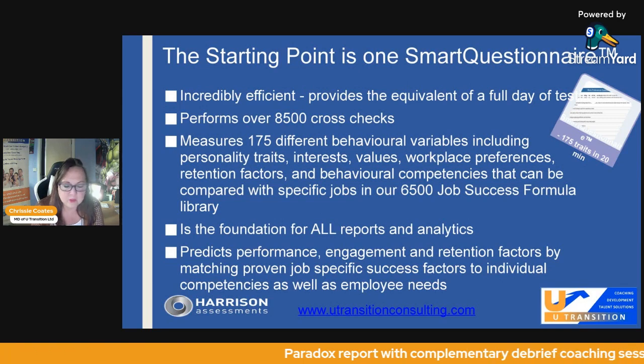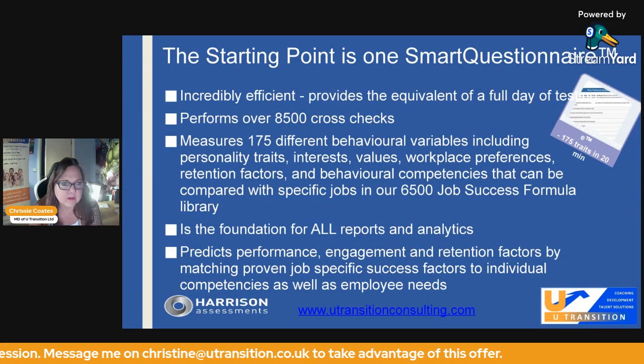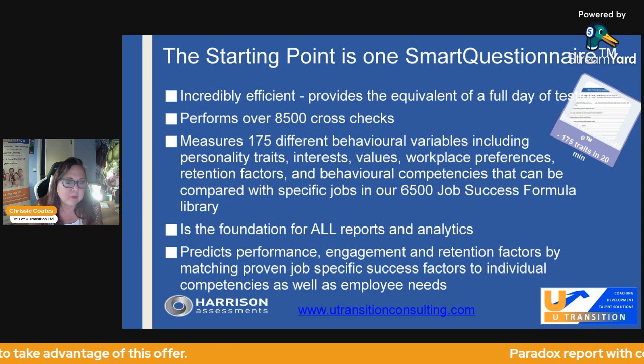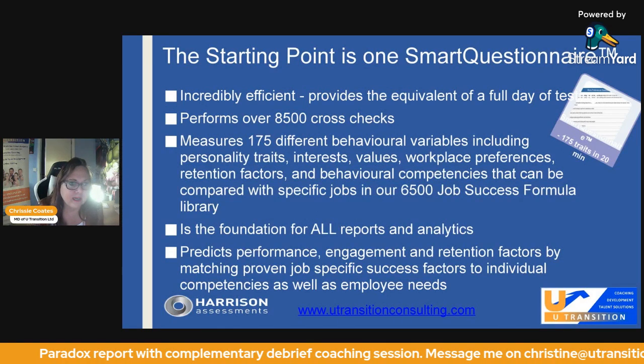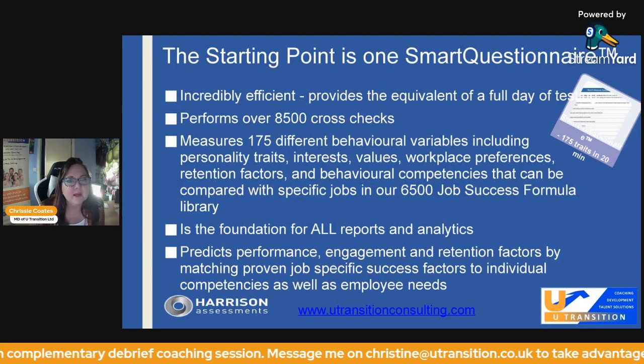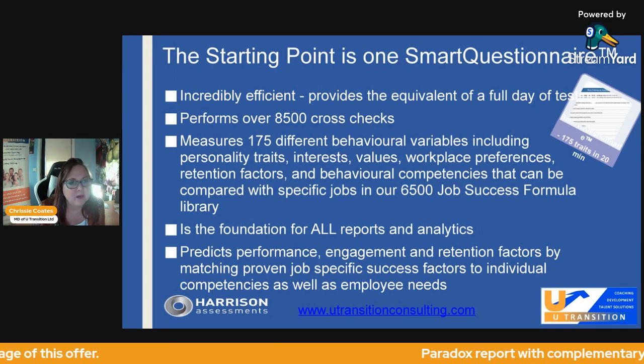So as I mentioned, that one questionnaire is the foundation for all reports. The moment somebody completes that assessment, you have access to any of the reports within the system around any one of those four areas. So whether it's recruitment, development, engagement or succession planning, all of those reports are immediately available. So it makes it cost effective, but also hugely rich in information in terms of what it can provide straight away. It's predictive, so it predicts performance, it predicts engagement and retention factors, and as I say, it can be matched up against specific jobs as well.